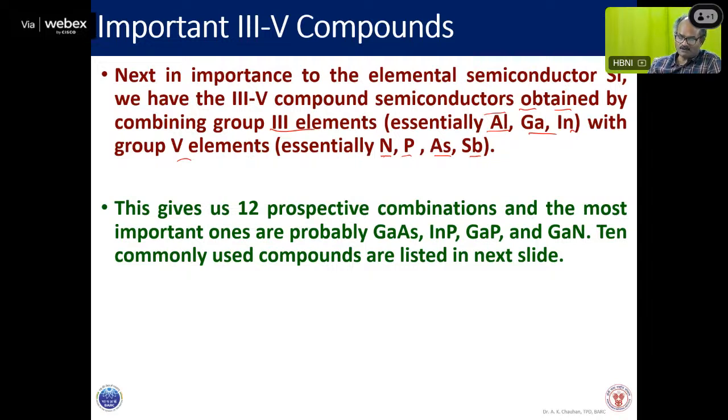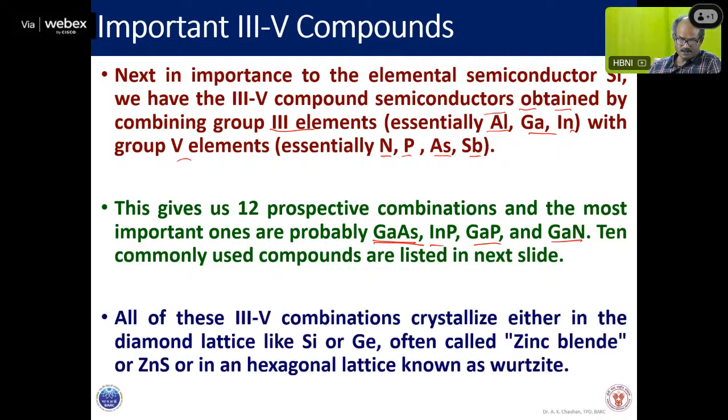The most important ones are probably gallium arsenide. Gallium arsenide is very famous actually. Indium phosphide, gallium phosphide, and gallium nitride. Ten commonly used compounds are listed in the next slide. All these 3-5 combinations crystallize either in the diamond lattice like silicon, or actually the zinc blende structure, not diamond lattice, because there are 2 components.